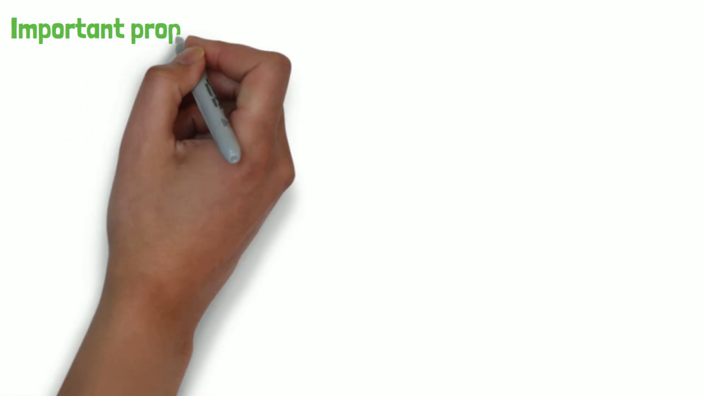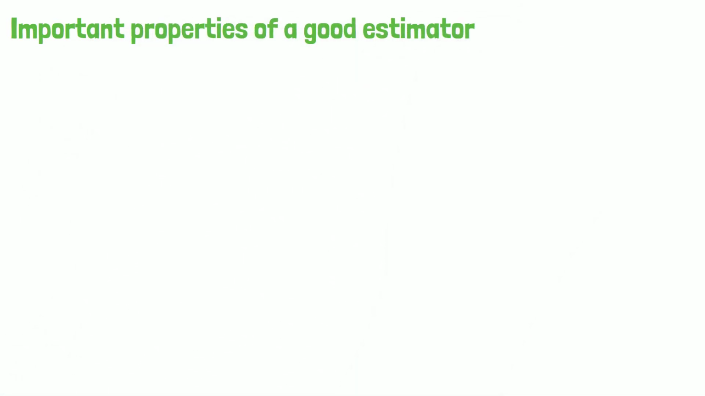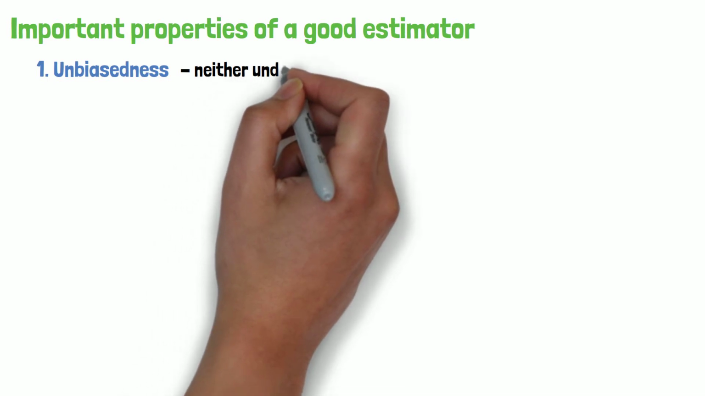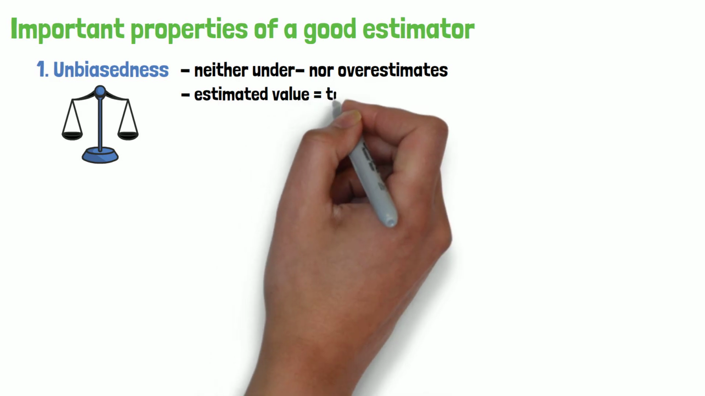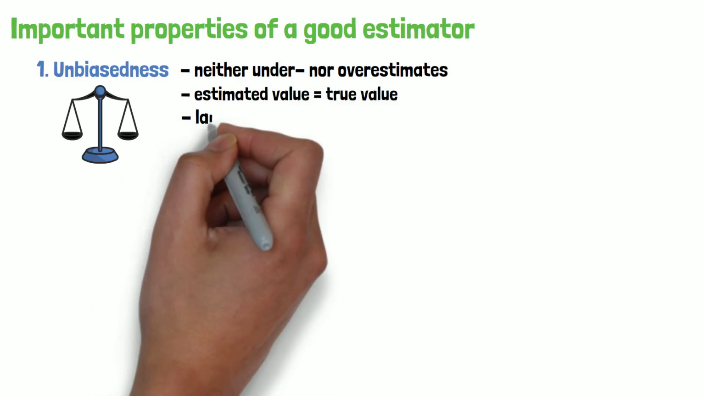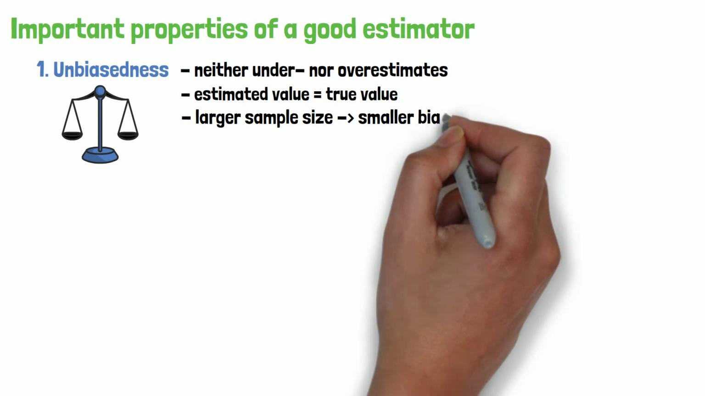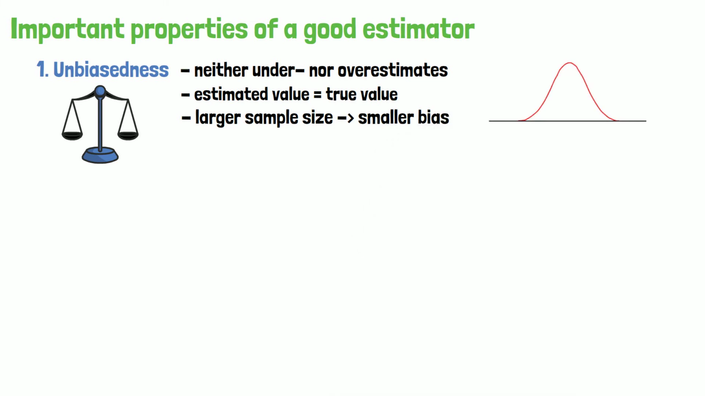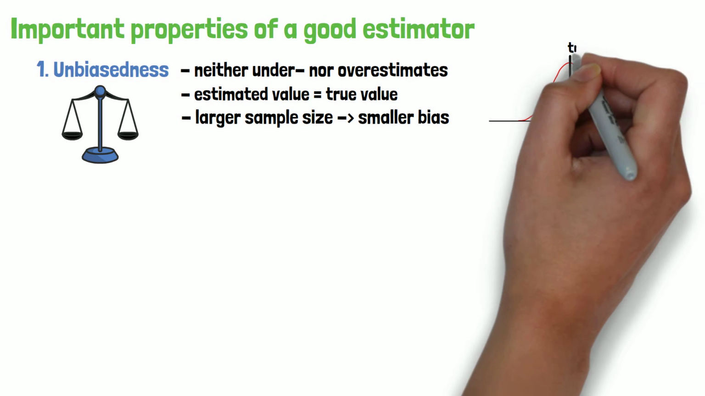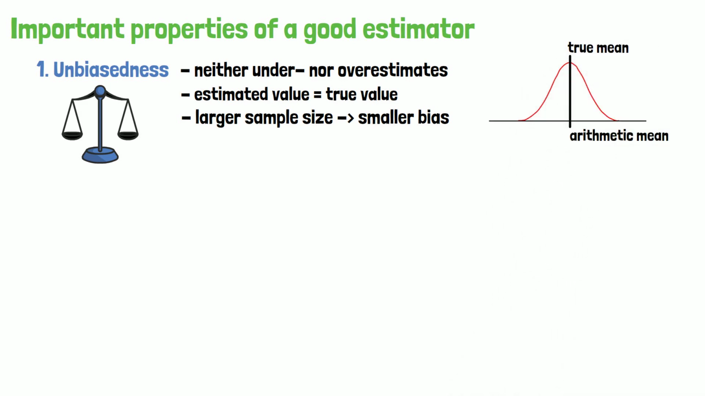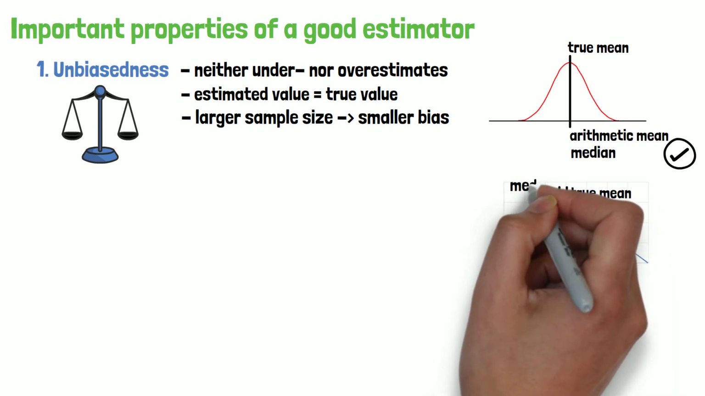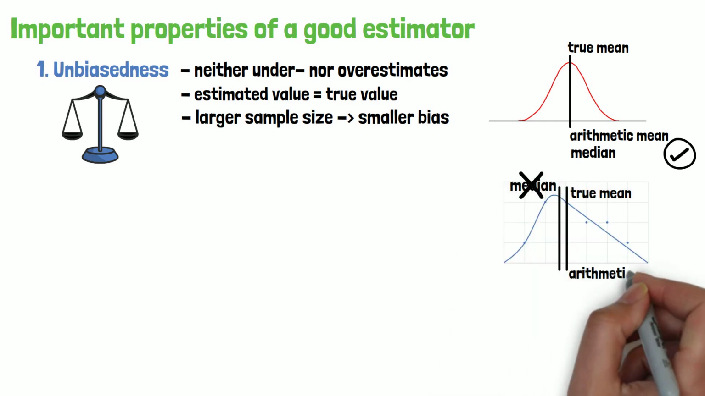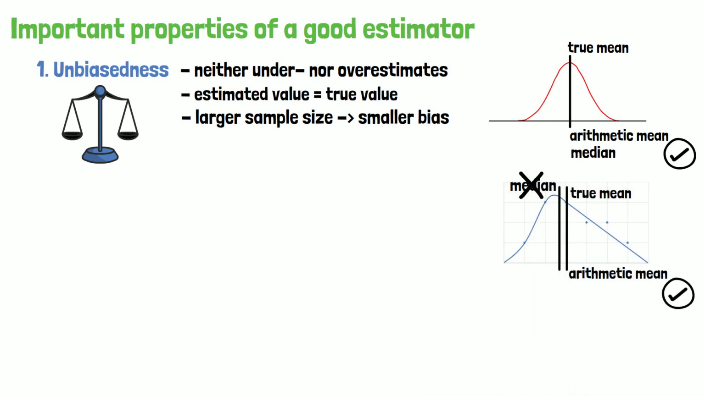Two very important properties of a good estimator are: first, unbiasedness. An accurate estimate is one that neither under nor overestimates. That is given if the estimated population parameter is identical to the true value. With a large sample size, the bias of the estimator is reduced to a minimum. For example, the arithmetic mean is an unbiased estimator for the true mean, independent of the distribution of the sample, whereas the median is an unbiased estimator of the expected mean only if the population distribution is symmetrical. If the distribution is skewed, the arithmetic mean would be the better choice in terms of unbiasedness.